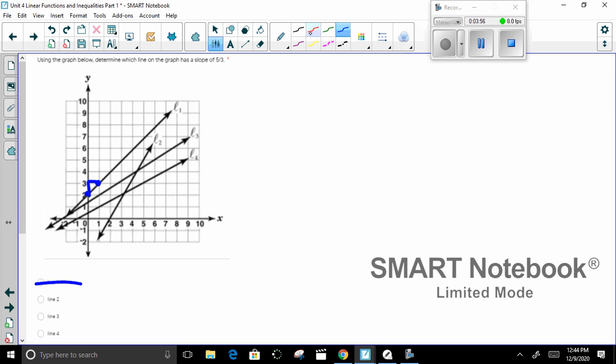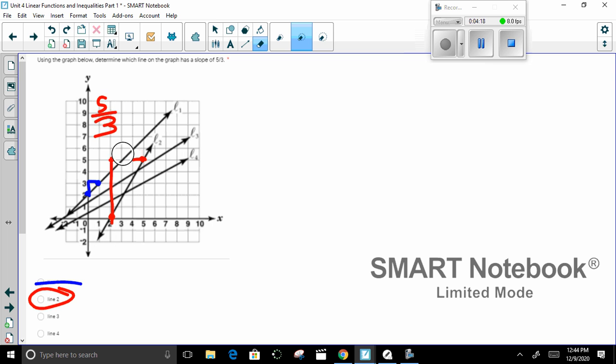Where's L2? Let's use some colors here. L2 crosses right here and right here. So if I go up 1, 2, 3, 4, 5, and right 1, 2, 3, I get the slope I want. So it's line 2. I'm going to check the other lines just to make sure, to refresh your memory in case.